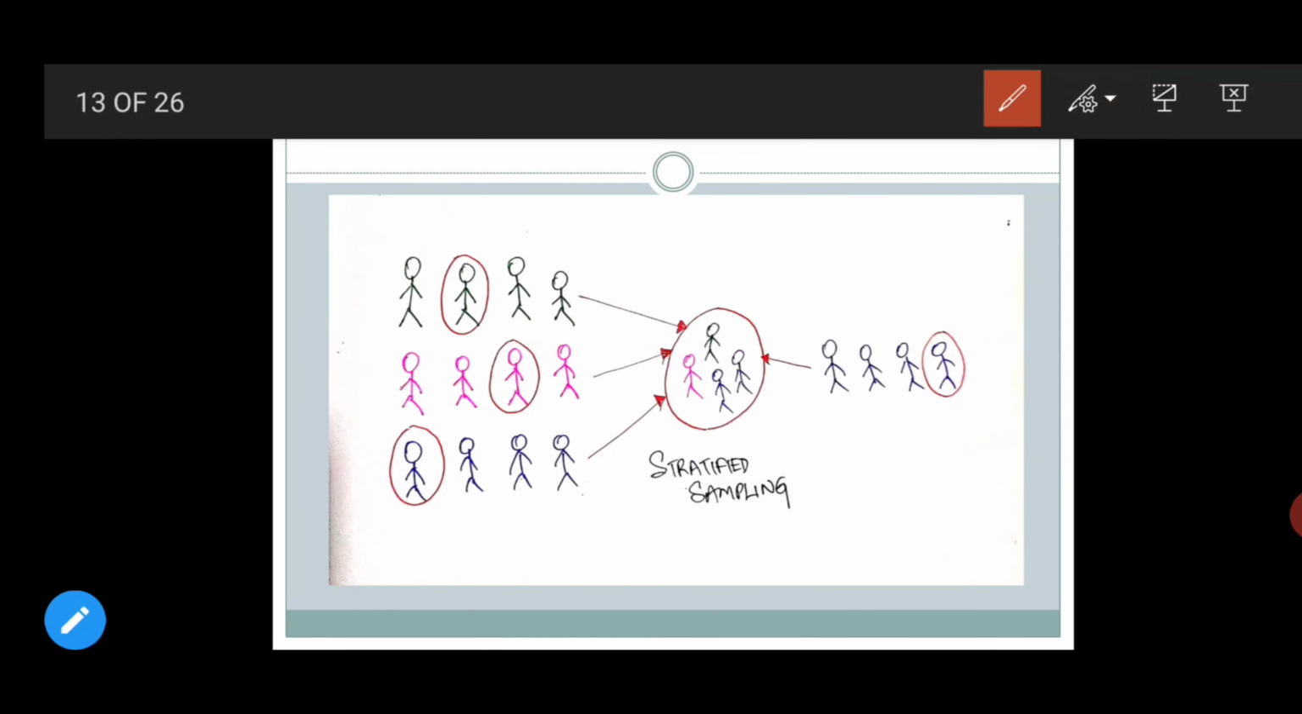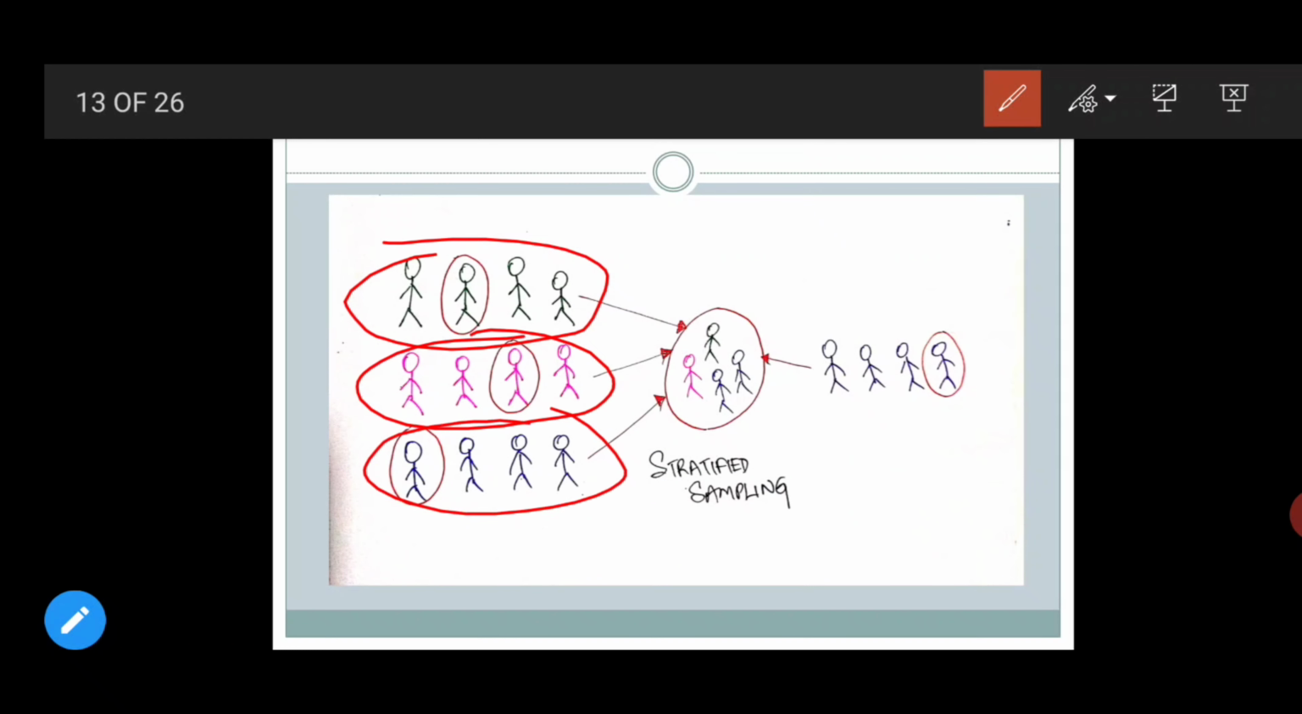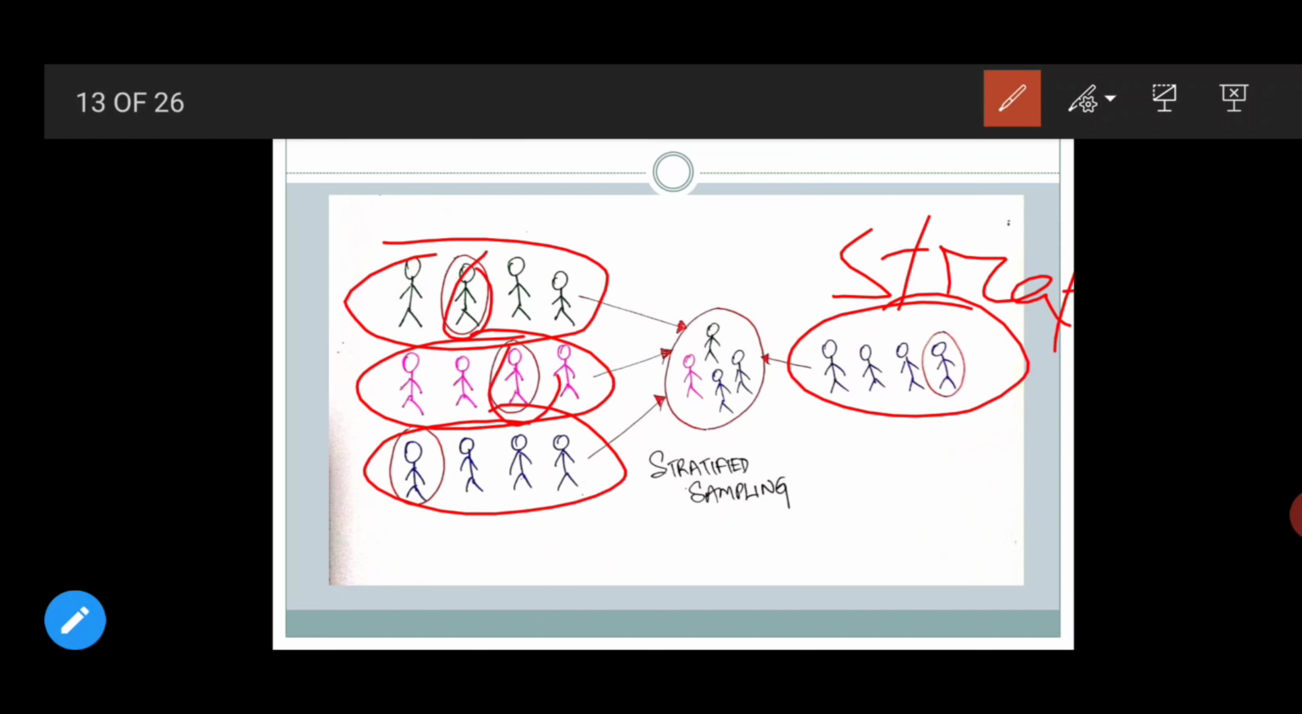So here is a diagram of stratified sampling. Each group represents a stratum. Okay, strata. And one is selected from each by applying simple random sampling. And thus, the sample is formed.